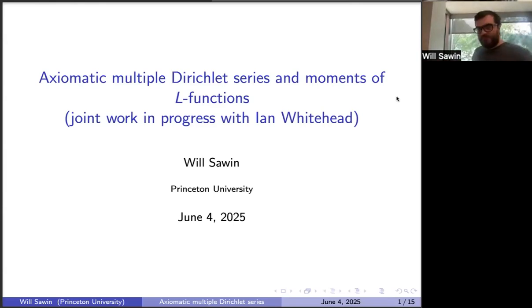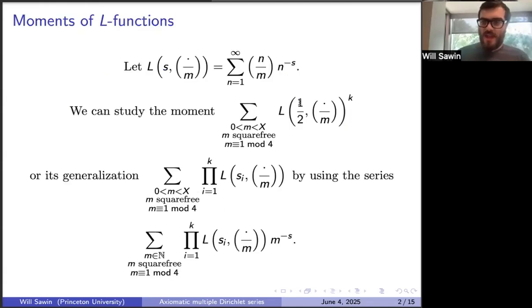Multiple Dirichlet series. I'm going to begin with talking about multiple Dirichlet series, and they will primarily be introduced for their applications to moments of L functions. So that's how I'm going to motivate them. I'll talk about a problem in moments of L functions, and I'll say how multiple Dirichlet series naturally arise in studying it, and then after that, I'll generalize to a more general notion of multiple Dirichlet series.